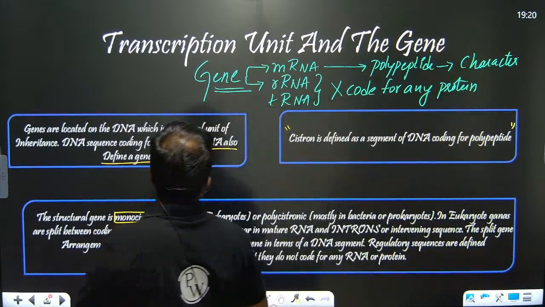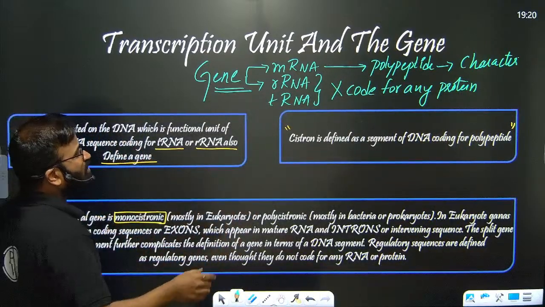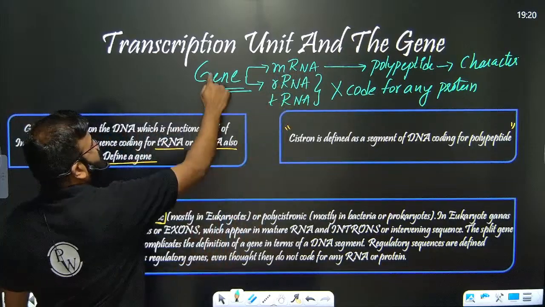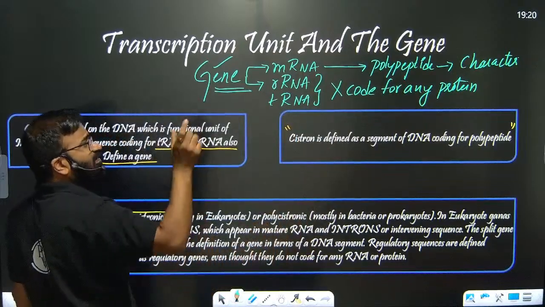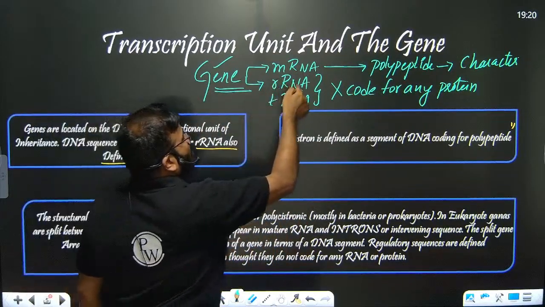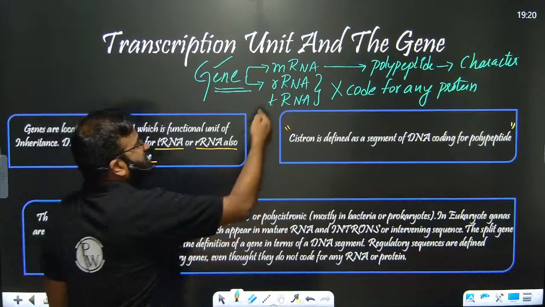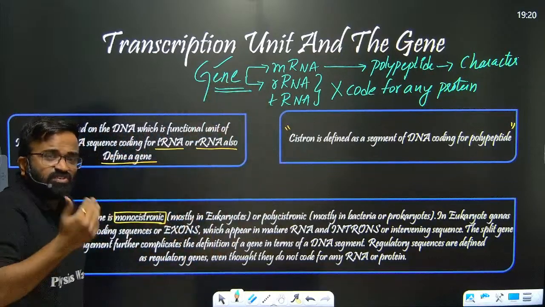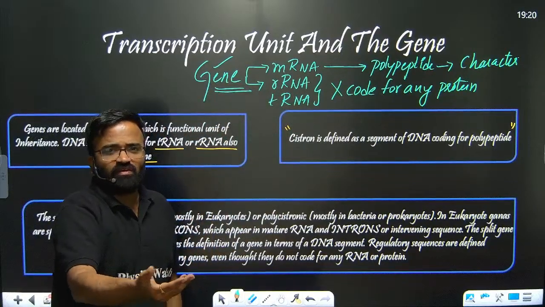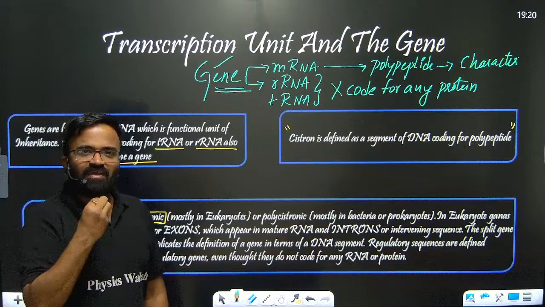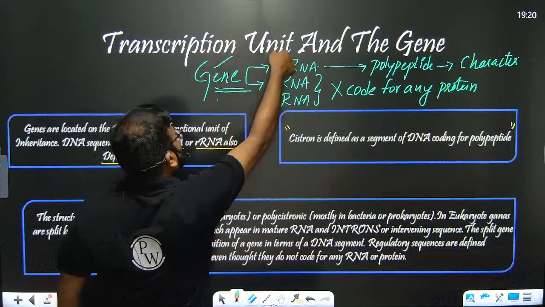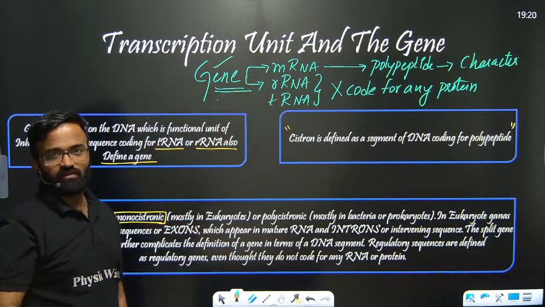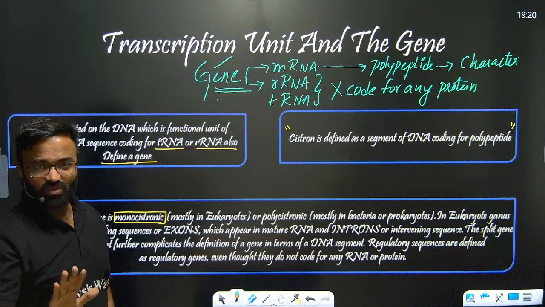So, if I call the segment of DNA which is coding for mRNA a gene, and in turn which controls a character, and the segment of DNA which is coding for rRNA and tRNA a gene which doesn't code for any protein, that means somehow I need to introduce a new term to call that gene which can code for mRNA. Clear?